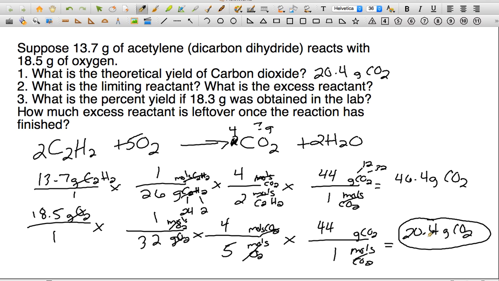What's my limiting reactant? This is the limited product because of the oxygen reactant. So the limiting reactant was oxygen. That made the excess reactant the acetylene because it produced more.